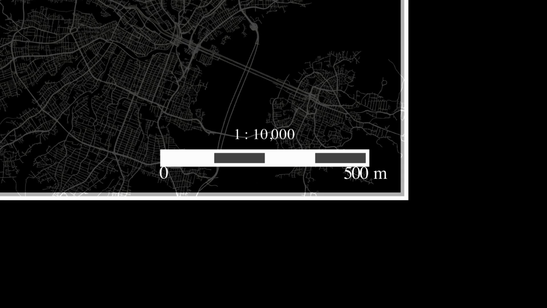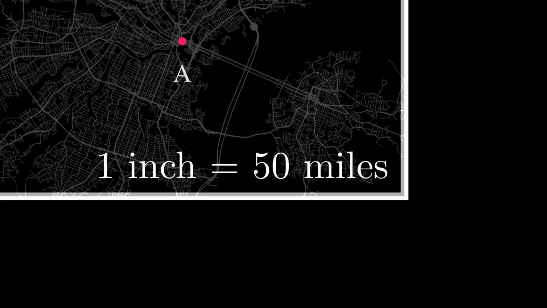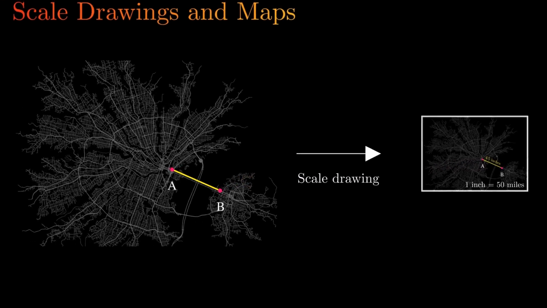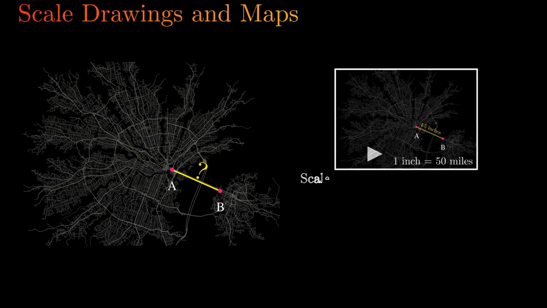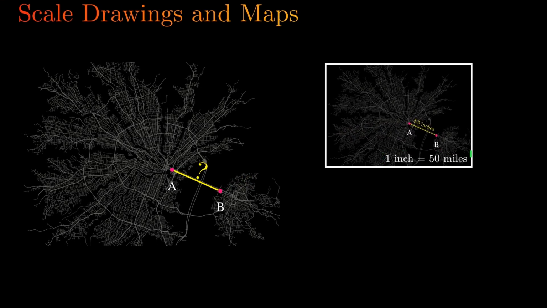Let's try a classic map problem. Suppose a map has a scale of 1 inch equals 50 miles. You measure the distance between two cities on the paper, and it is 4.5 inches. How far apart are they in real life? We know the scale is 1 inch to 50 miles, and we measured 4.5 inches. We want to find the real miles, which we will call x.